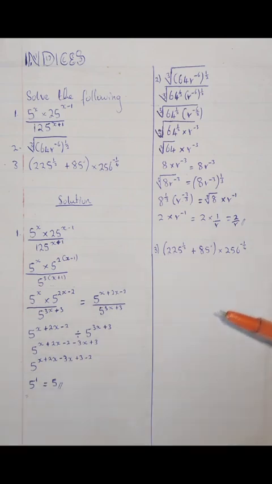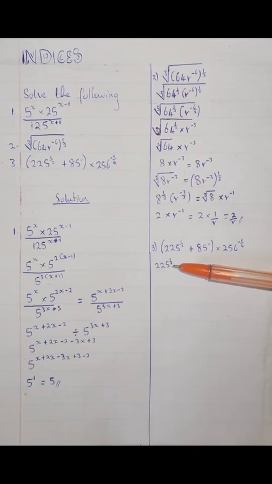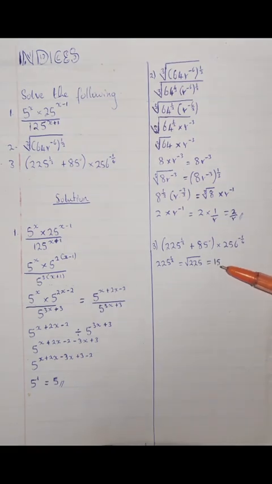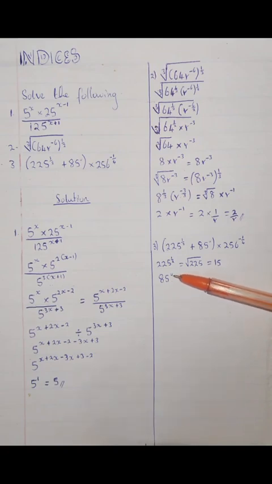So let's solve for the first one, 225 to the power of 1 over 2. Recall I said anything raised to the power of 1 over 2 means square root of that thing. So square root of 225 will give us 15. So 225 to the power of 1 over 2 equals 15. Now let's solve for the second term, 85 to the power of 0. Recall the zero index law, where we stated that anything raised to the power of 0 equals 1. So 85 to the power of 0 equals 1.